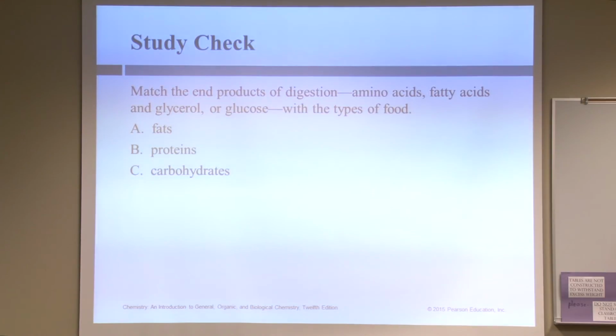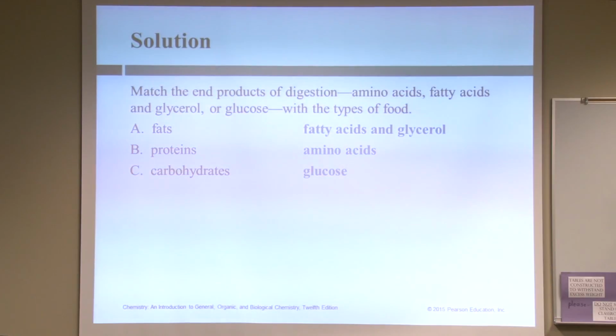Match the products of digestion, amino acids, fatty acids and glycerol, and glucose, with the types of food. Carbohydrates break down to glucose, proteins into amino acids, fats into fatty acids and glycerol. So this is stage 1 of the catabolic processes.